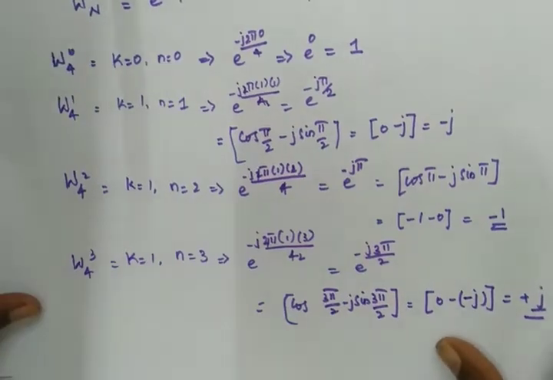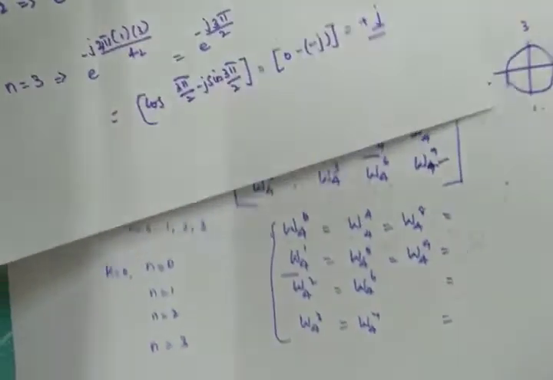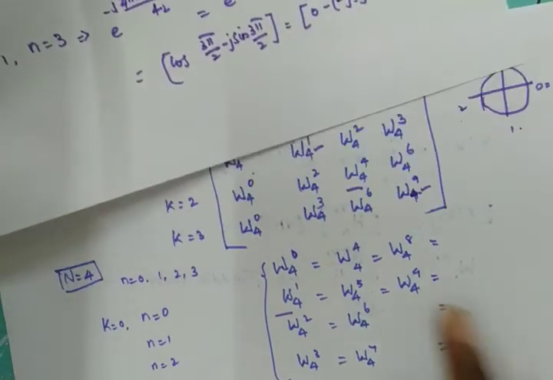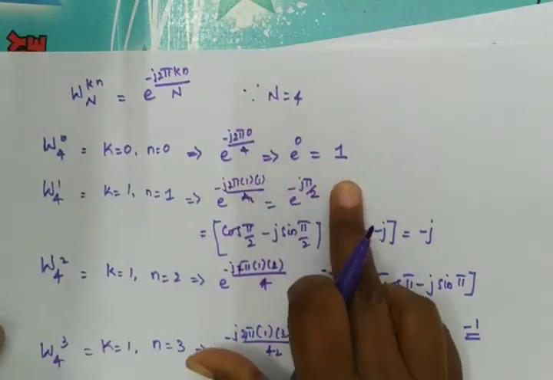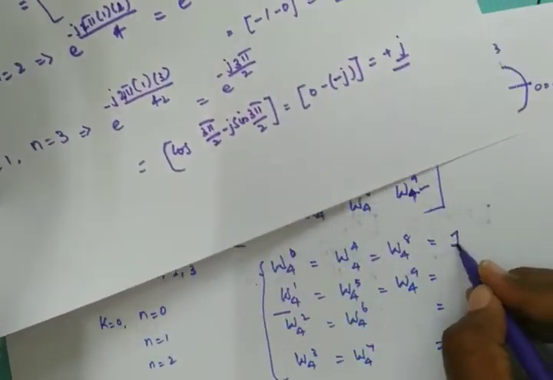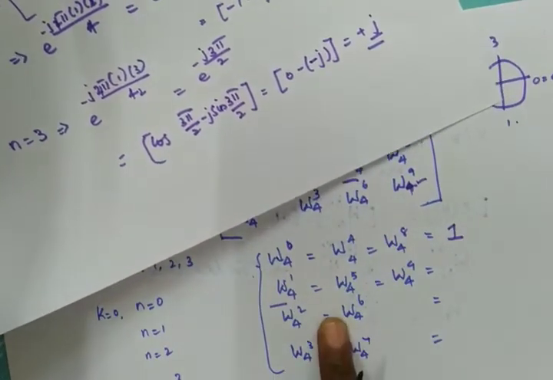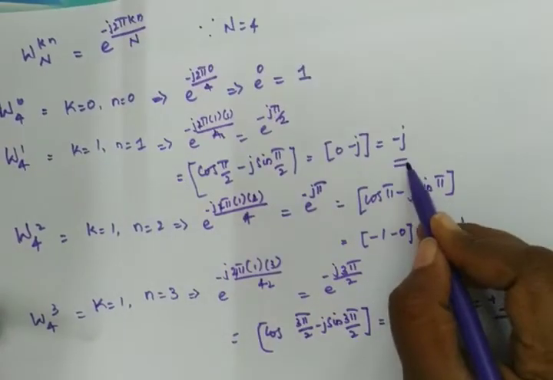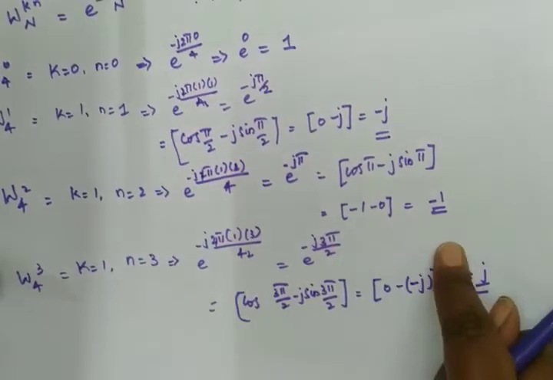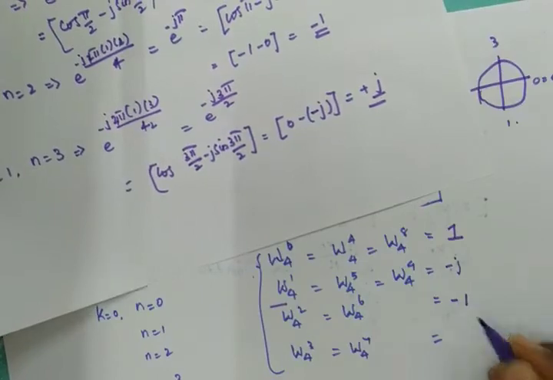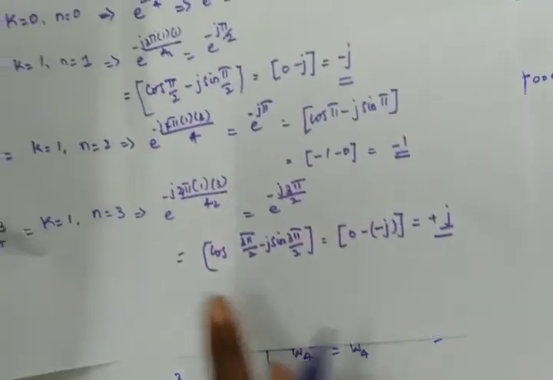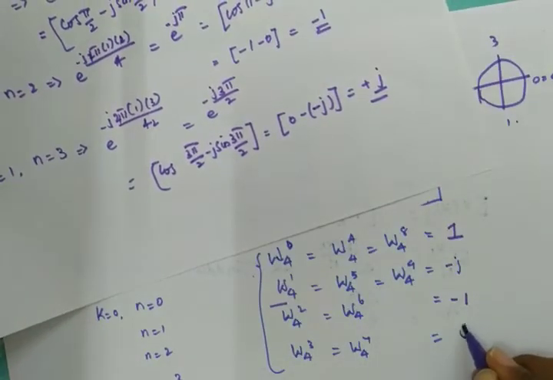Now we found the answers like this. What is W4 power 0? W4 power 0 is equal to 1. What is W4 power 1? W4 power 1 is equal to minus j. Now what is W4 power 2? It is equal to minus 1. Now what is W4 power 3? W4 power 3 is equal to plus j.